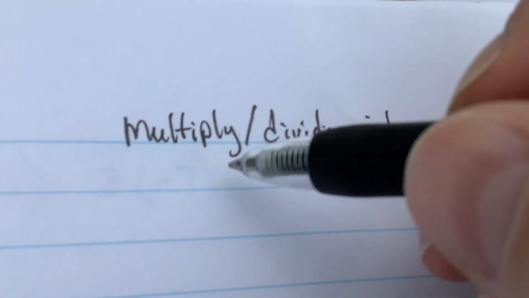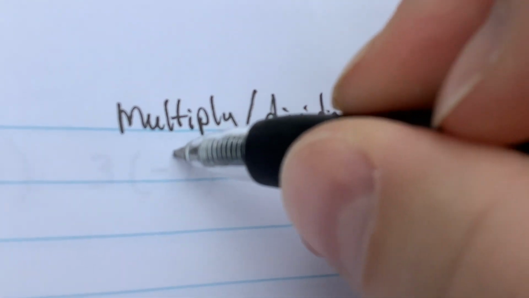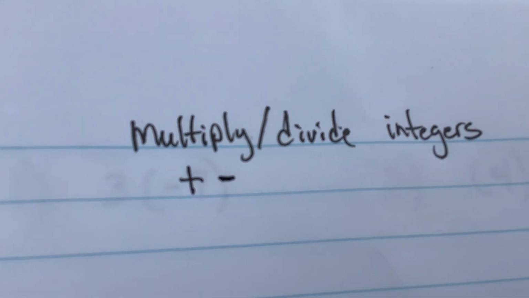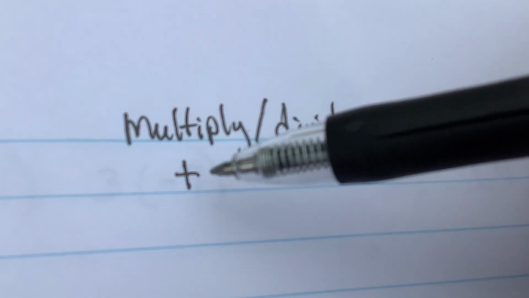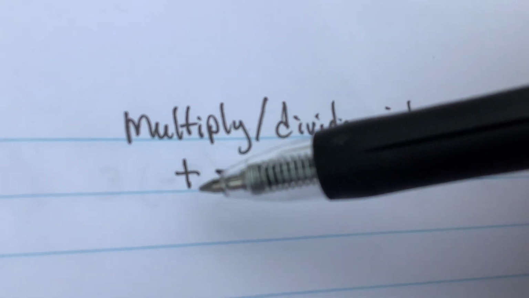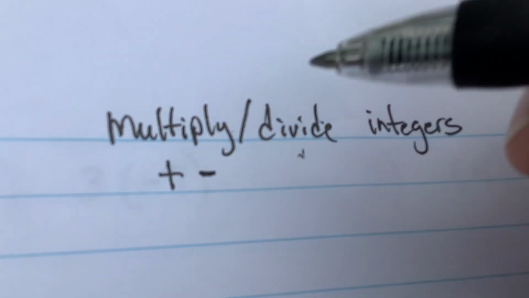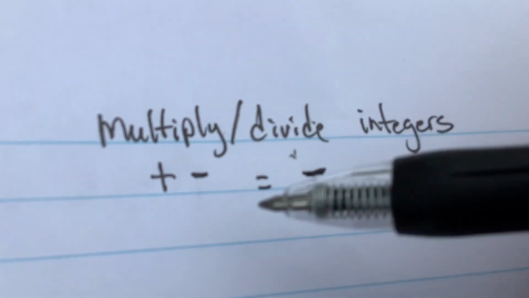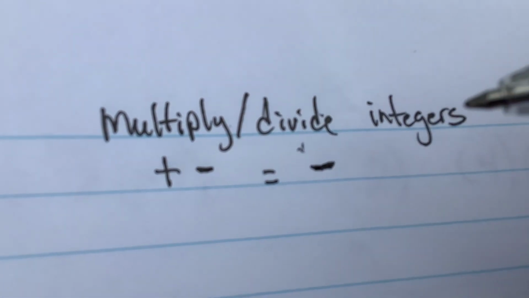But first off, if you have one positive and one negative, when you're multiplying or dividing, and that's in any order, whether the negative number comes first and then the positive number, or vice versa, if you have one of each, the whole thing is going to be negative. Like I said, that's why these are easier. As soon as you identify one's positive and one's negative, the whole answer is going to be negative.